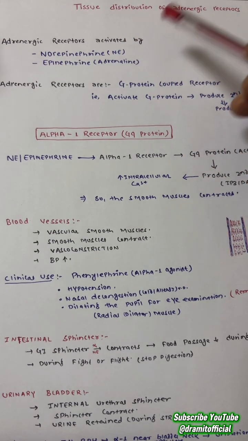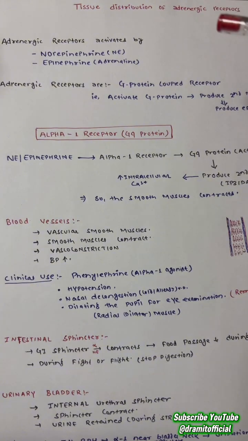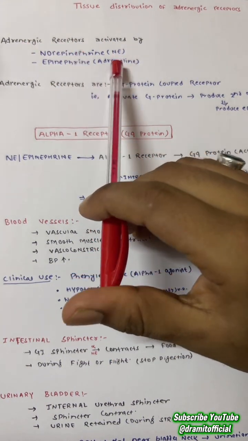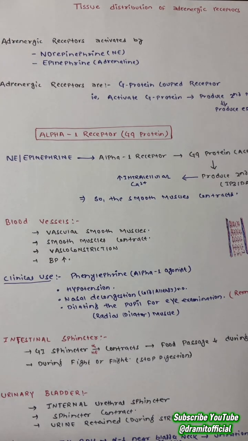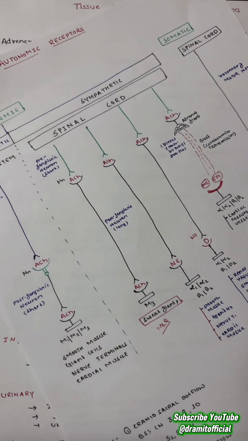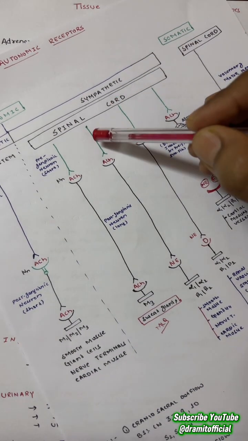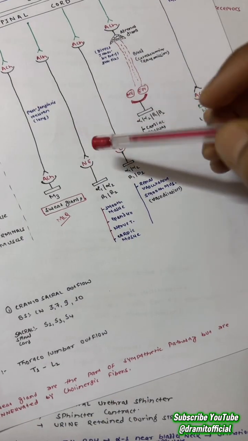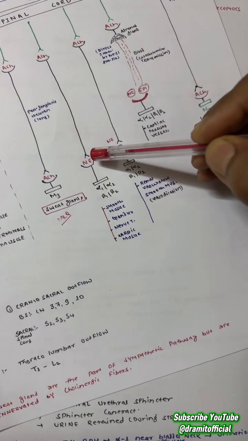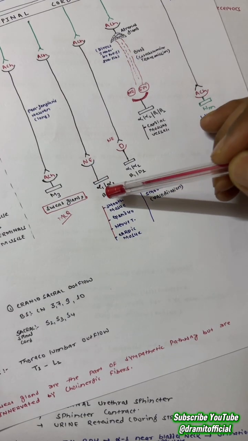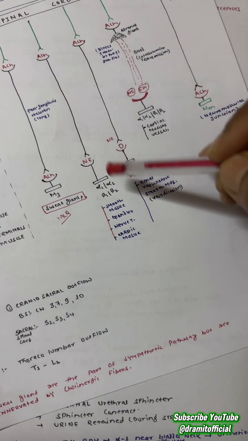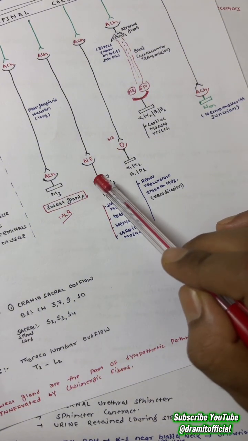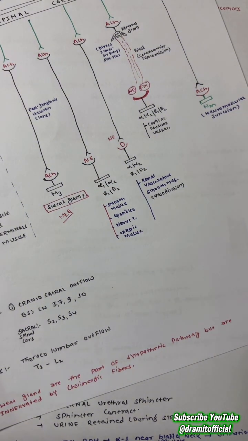We all know that adrenergic receptors are basically from the sympathetic nervous system. Adrenergic receptors are activated by norepinephrine and epinephrine. In our very first lectures, we talked about the sympathetic nervous system, in which there are preganglionic and postganglionic neurons. These postganglionic neurons release norepinephrine, and they act on alpha 1 and alpha 2 or beta 1, beta 2, beta 3 receptors. Today in this video we'll talk in detail about alpha 1 and alpha 2 receptors.